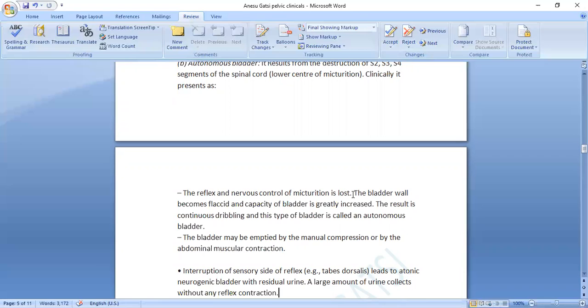So this leads to an atonic neurogenic bladder, and a large amount of urine will actually collect within the bladder, but you don't have reflex contraction due to the fact that the general visceral afferent fibers that leave the bladder, going upwards towards the higher centers within the dorsal columns of the spinal cord, won't be reaching that higher center, so you have an atonic bladder.